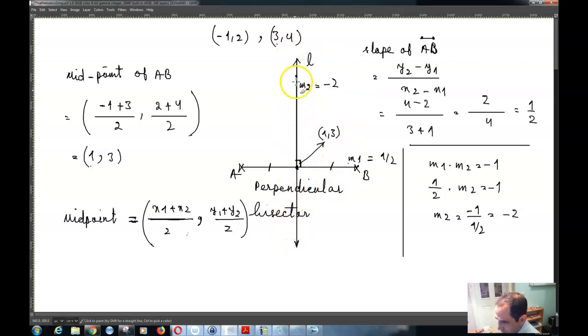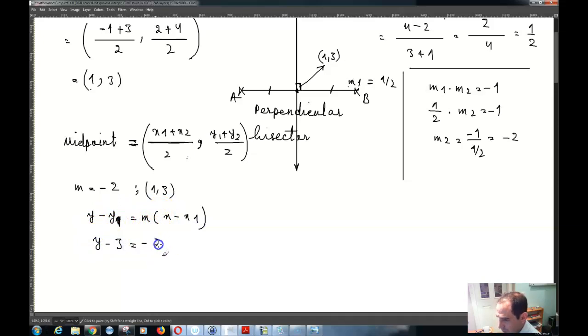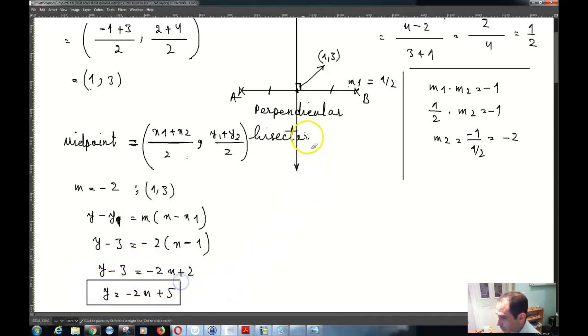So now I know the slope of this line, m is equal to negative 2, and one point on the line is 1 comma 3. So I can simply write y minus y1 is equal to m times x minus x1, which means that y minus 3 is equal to negative 2 times x minus 1. Y minus 3 is equal to negative 2x plus 2, and y is equal to negative 2x plus 5. And that is the equation of this line over here. Y is equal to negative 2x plus 5.